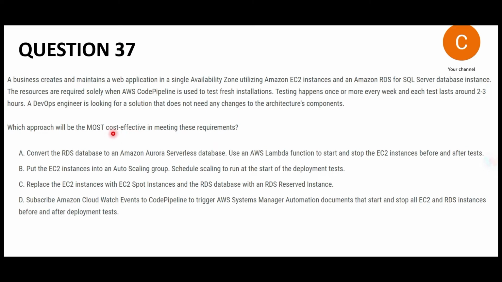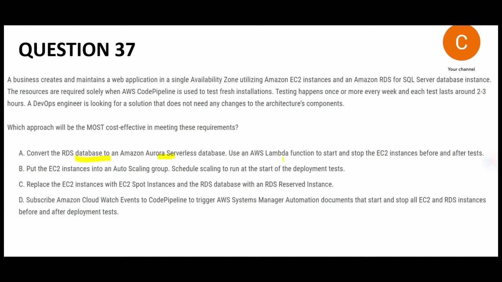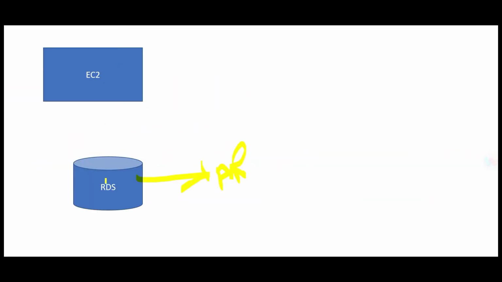So the question is already saying, give me the most cost effective solution. So let's scan through the options. The first option says that you convert the database RDS to Aurora. That is this database here, you convert it to Aurora. Okay, and then you use Lambda to start and stop EC2 instances before and after the test. Remember, you only need these instances while you are testing. When you are done, you do not need them. No need to keep them active.